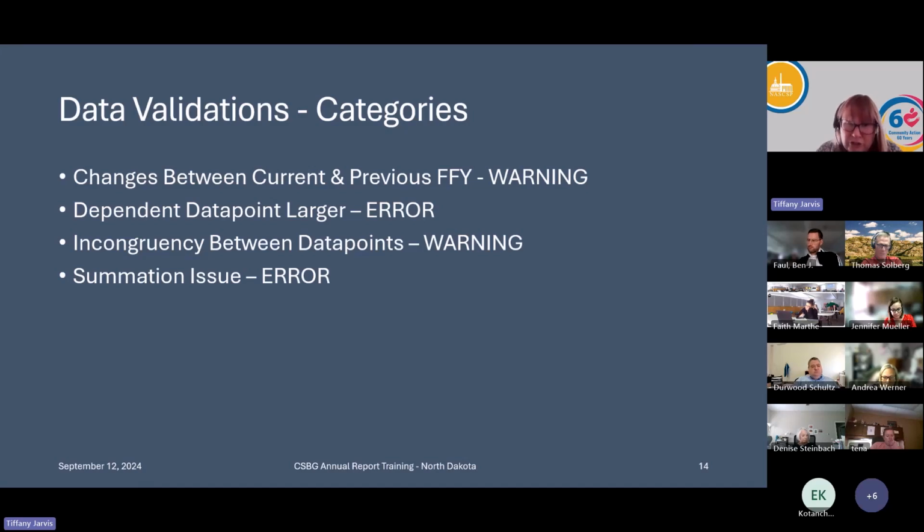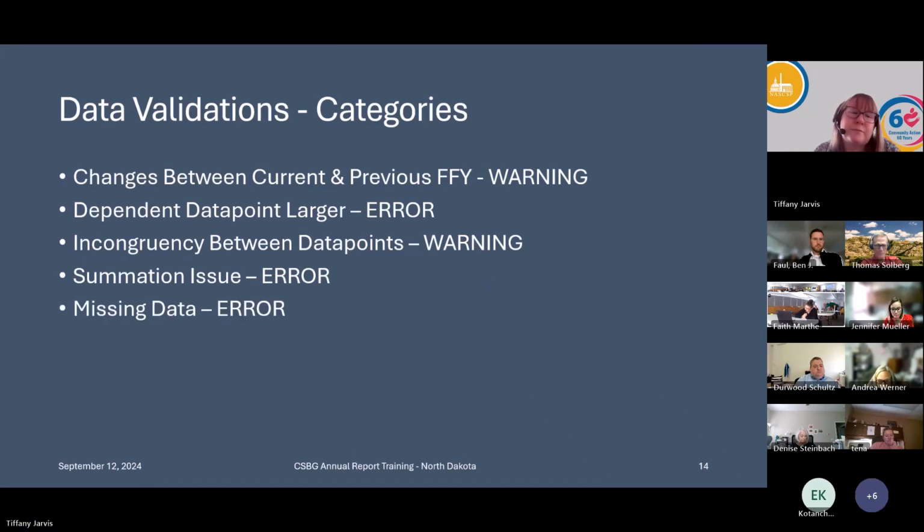Summation issue, this is an error. For you guys that use the smart forms, you're in luck. There are a lot more summation issues in states that do not use the smart forms, because their systems may not be programmed with the same validations as the smart forms. But for the agencies that use smart forms, the summation issue becomes only in Module 4, Section C, which is the client characteristics. We'll go more into that.